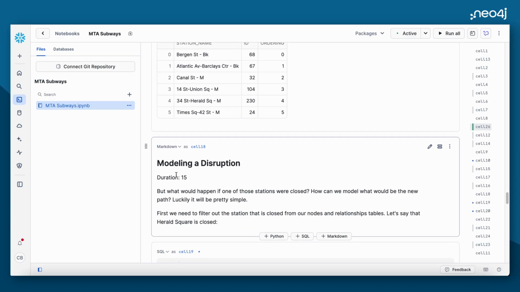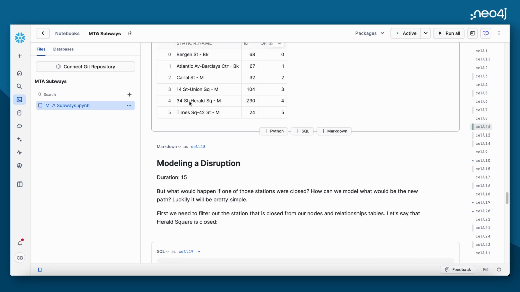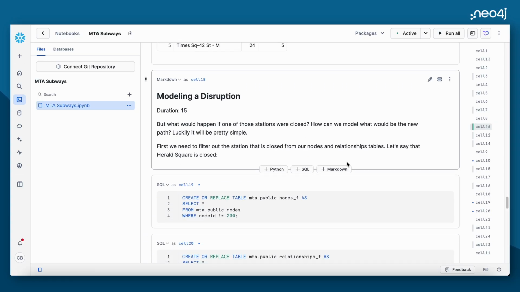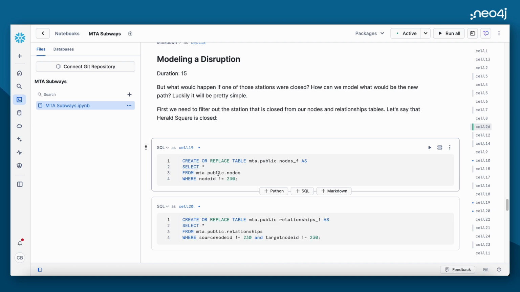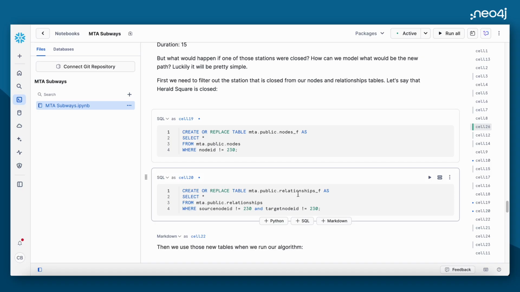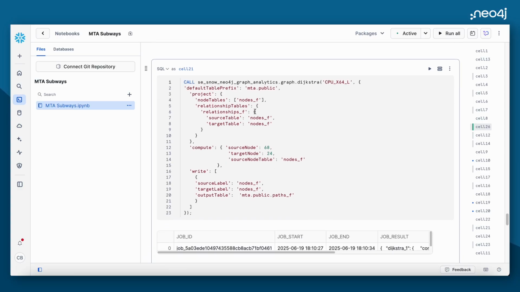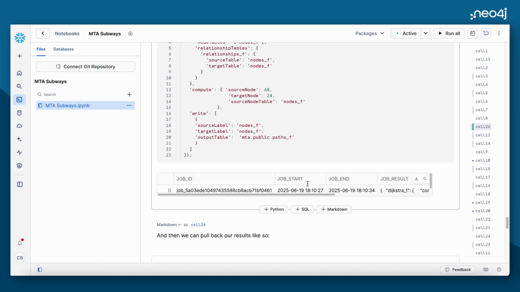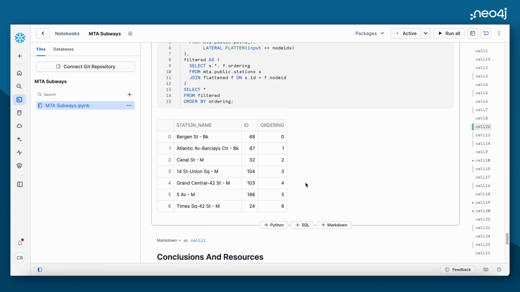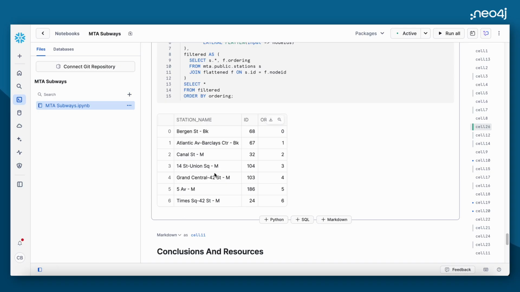Now we're going to model a disruption. So what if one of these stations were to close completely and, like, Herald Square all of a sudden flooded and no one could use that station? What would happen? So we're going to remove that node from our nodes table and create a new table called nodes filtered, and do the same with relationships, where we take that out of both the source and target node. Then we'll run our algorithm again, exact same algorithm, different nodes and relationships, basically just excluding that one station. Run it again, and we get our results back like so. So we added another stop, essentially.